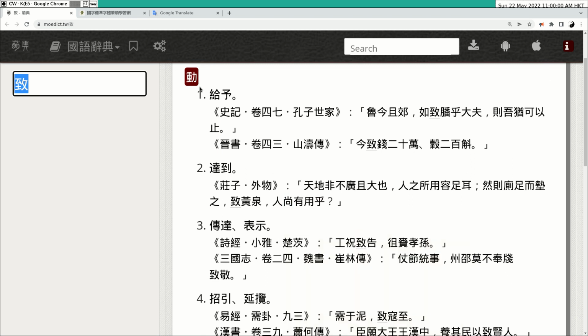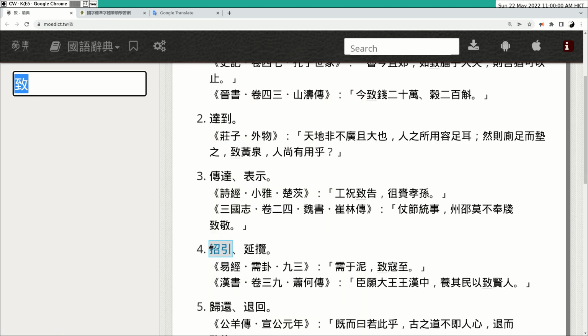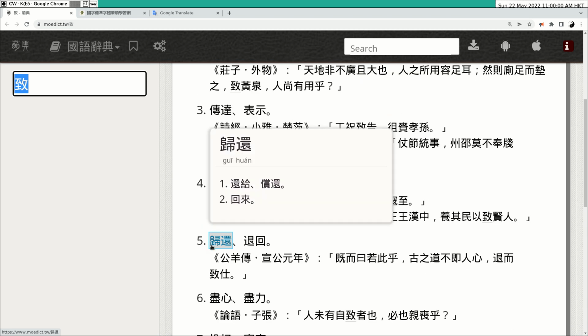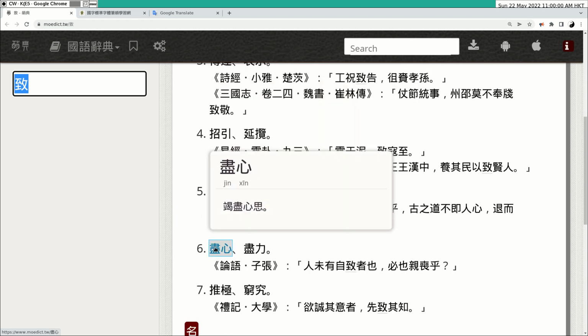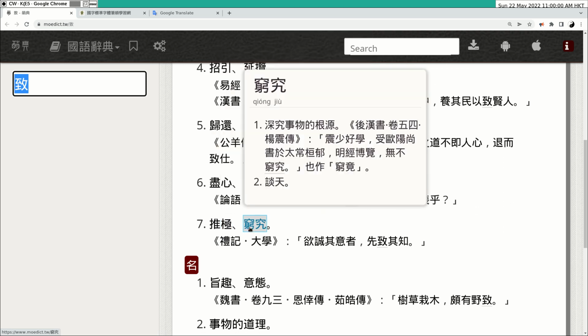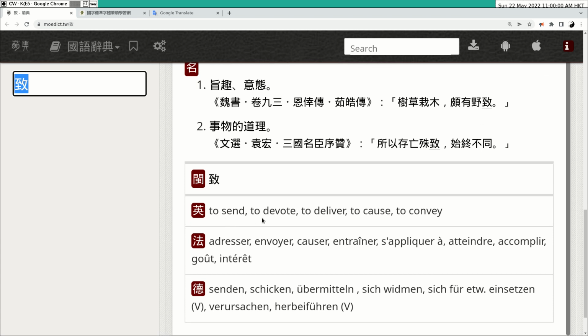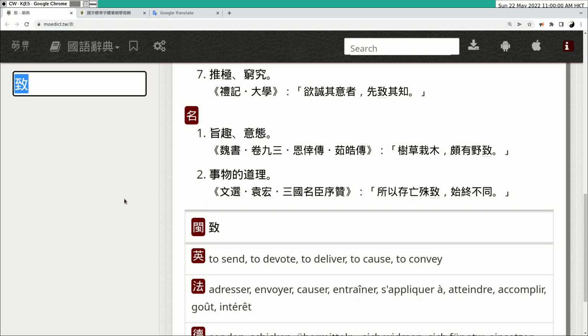Been given, achieving, ascending, attracting, returning, devoting, studying or something. But anyway, that's English here. To send, to devote, to deliver, to cause, to convey. And these are the basic meaning of this character.